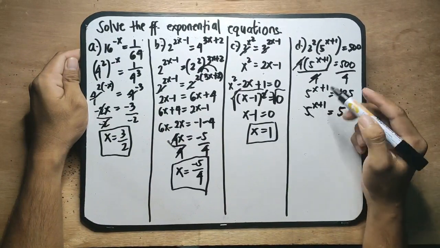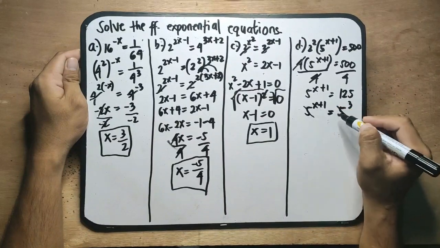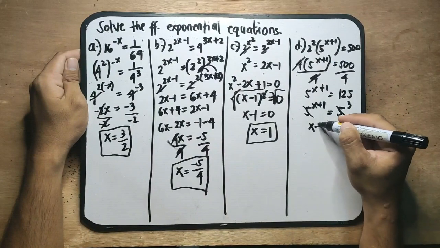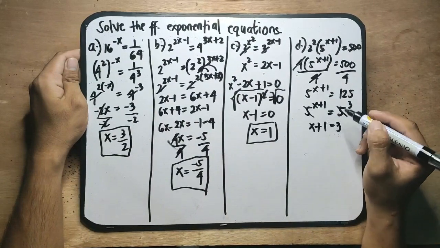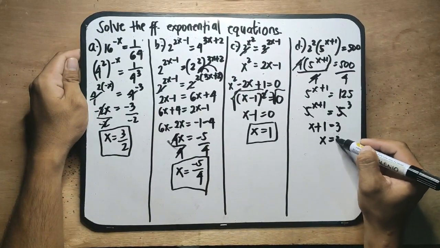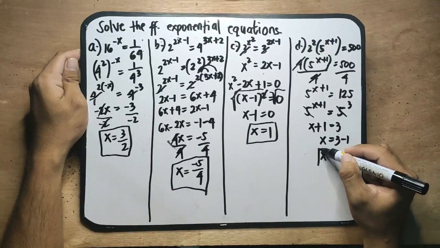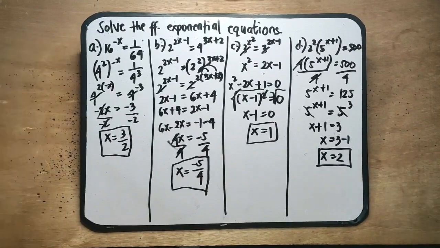So we can disregard, we can get rid of 5, we can cancel them. We bring down their exponents. X plus 1 is equal to 3. So we transpose positive 1 to the right, it will become negative 1. So our value of x will be positive 2. Okay?